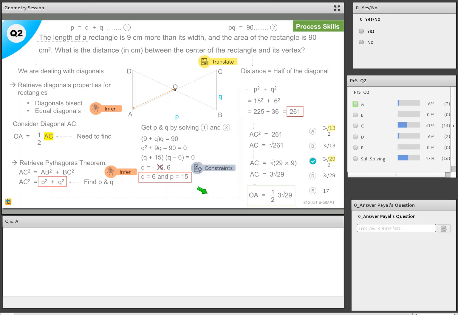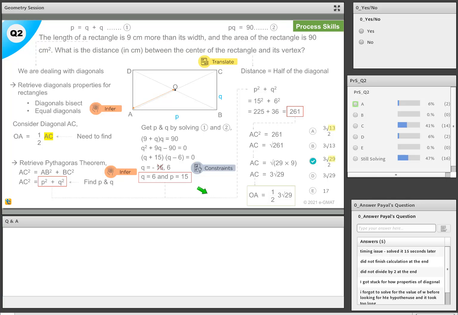Did not divide by 2 at the end. Again, when does that happen? Do not consider this as a silly mistake. Why did you not divide by 2 at the end? Because you did not make a note of what exactly it is that you need to find out. You always need to write down the final thing that you need to calculate so that at the end you don't end up making mistakes.